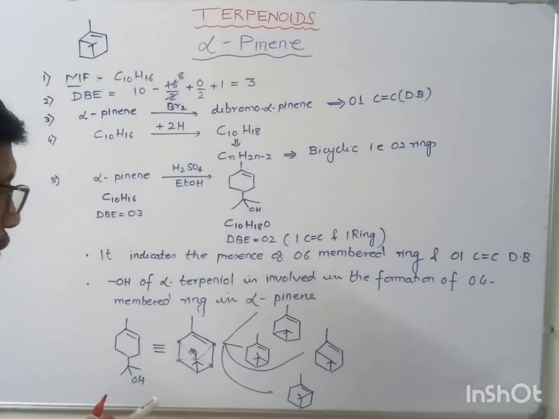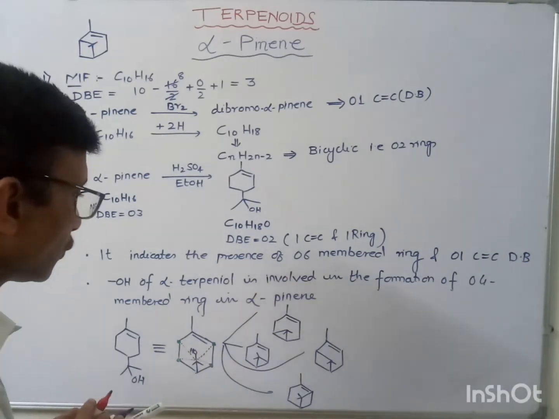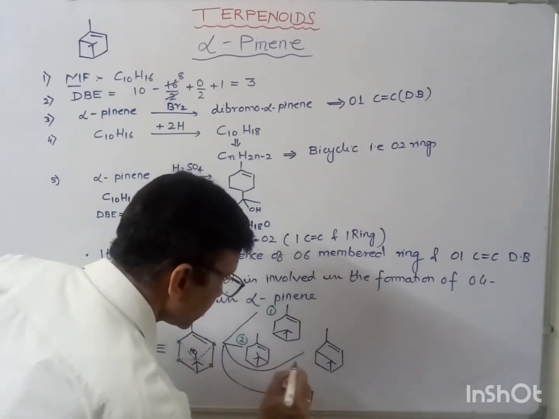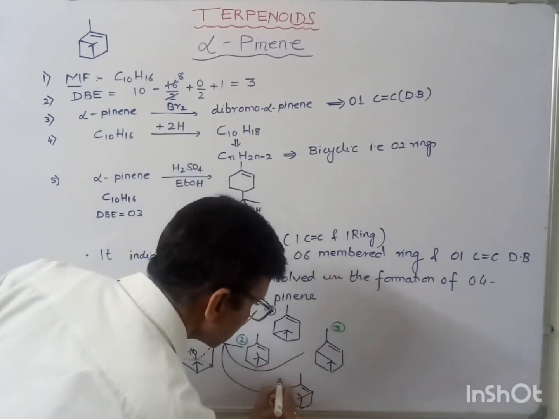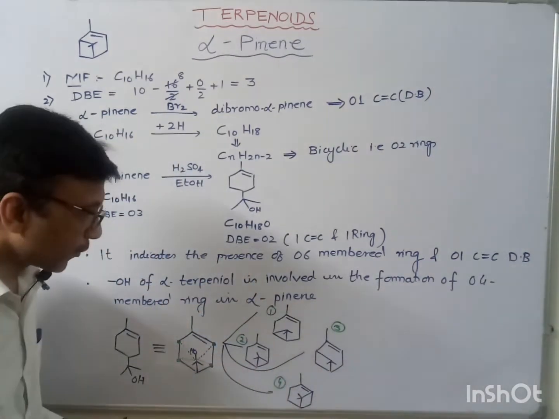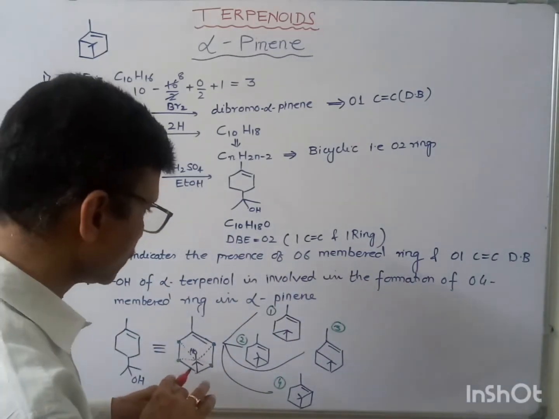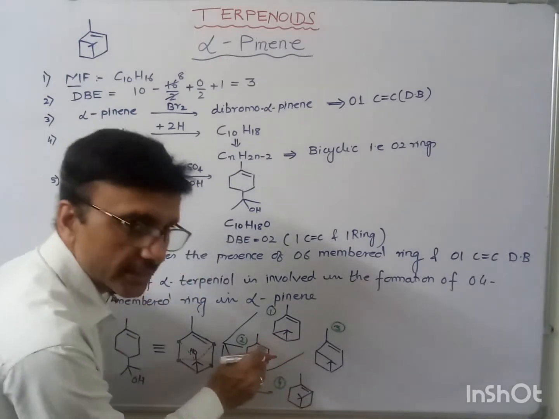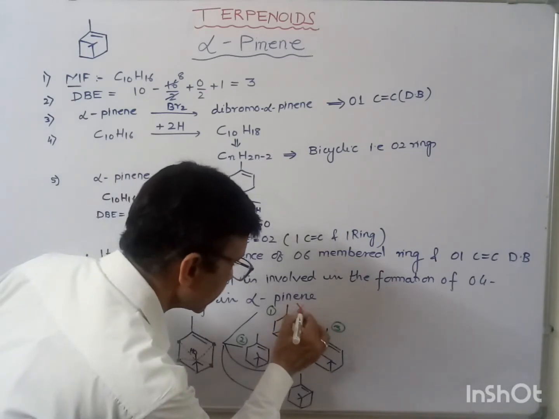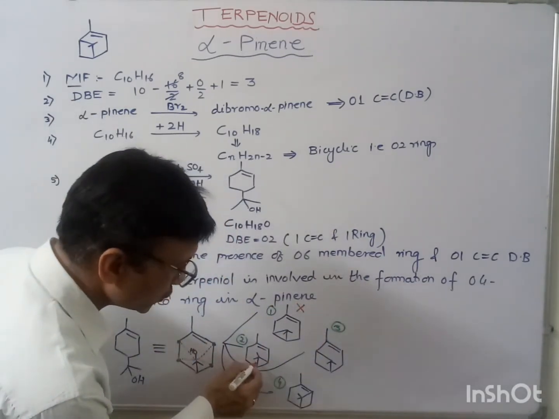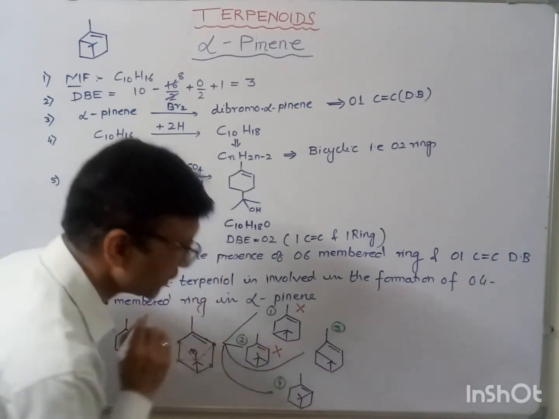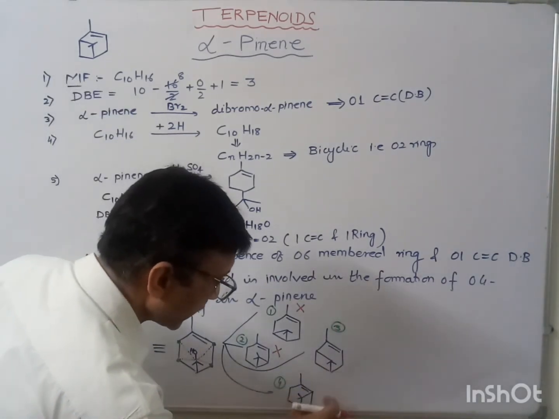Now, out of these 4, which is correct? This is the first possibility, this is the second, this is the third, and this is the fourth. The first possibility was rejected because the 3-membered ring is a strained ring. Here also, this is rejected because it is also forming a 3-membered ring. Now let's see the third and fourth.